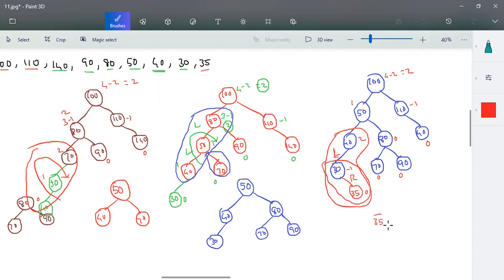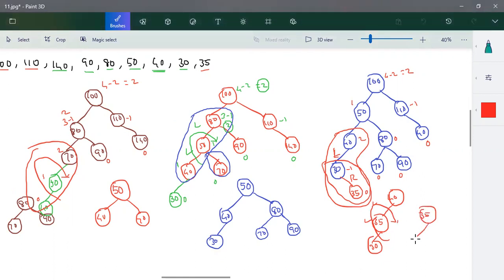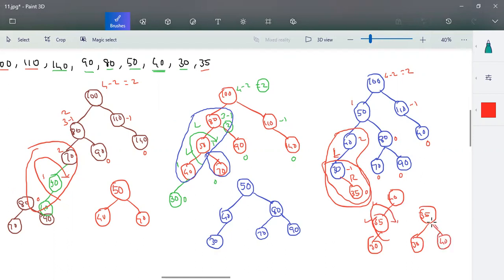So we'll be having 35 and 30 attached to 40. Okay, so it will become LL and you have to perform a clockwise rotation here. So 35 will be the root node and you'll be having 30 here and 40 here. Whenever it is an LL or LR, you have to perform it twice. Okay, so done. Now next.